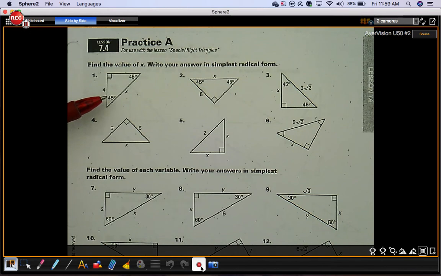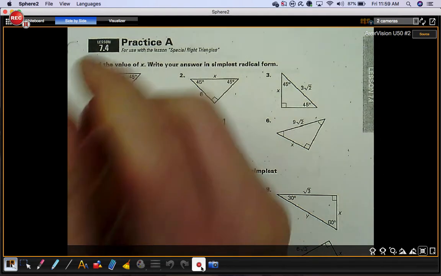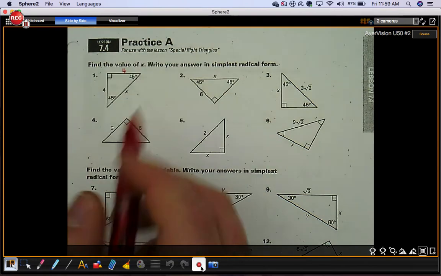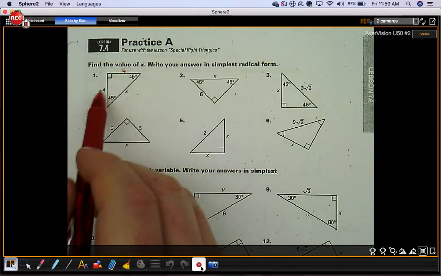So we know this triangle is a 45, 45, 90. That's a right isosceles triangle. So if one leg is 4, the other leg is 4, because those acute angles match, those sides match.